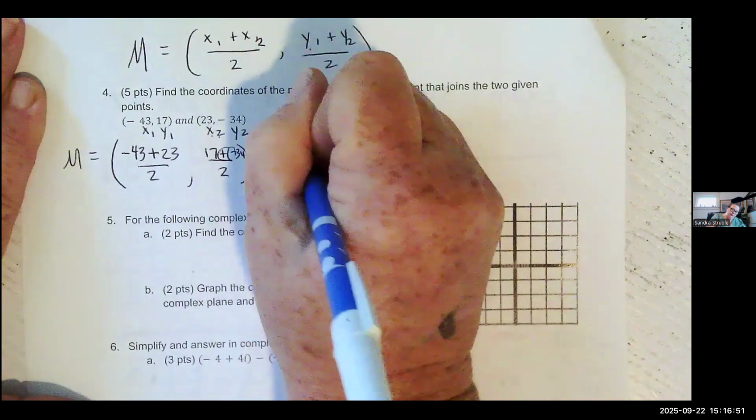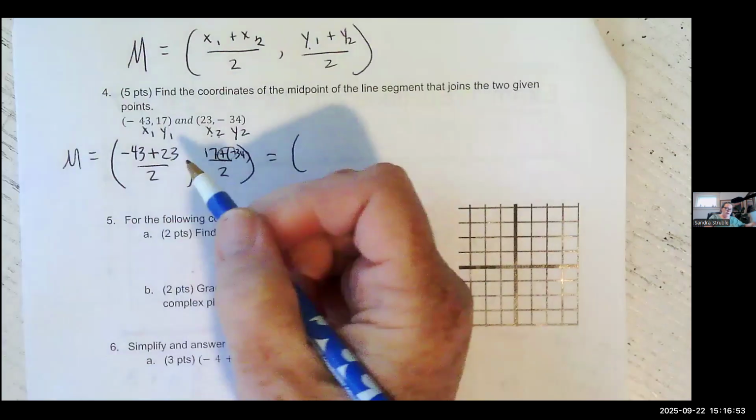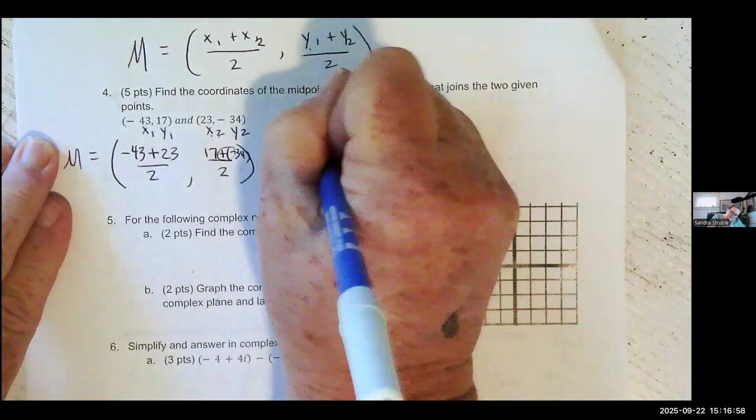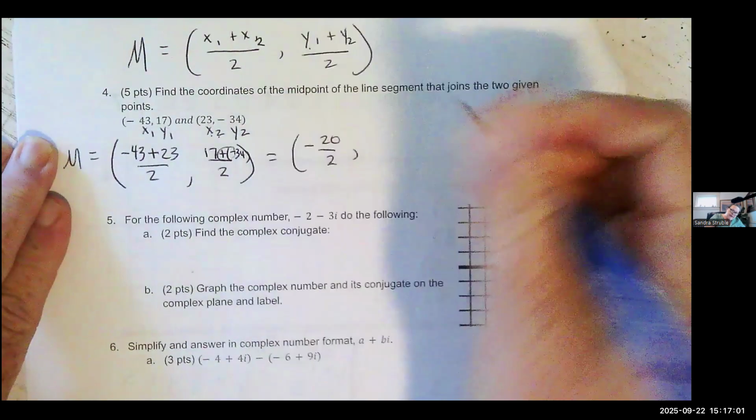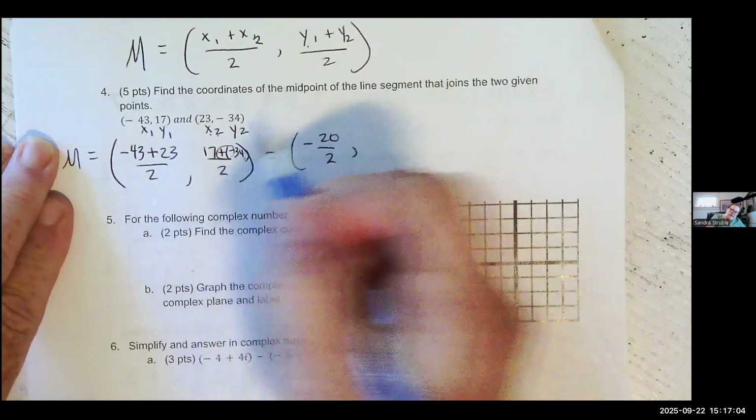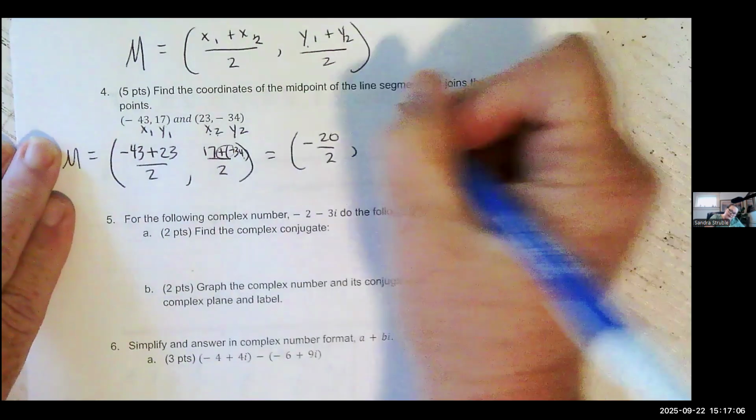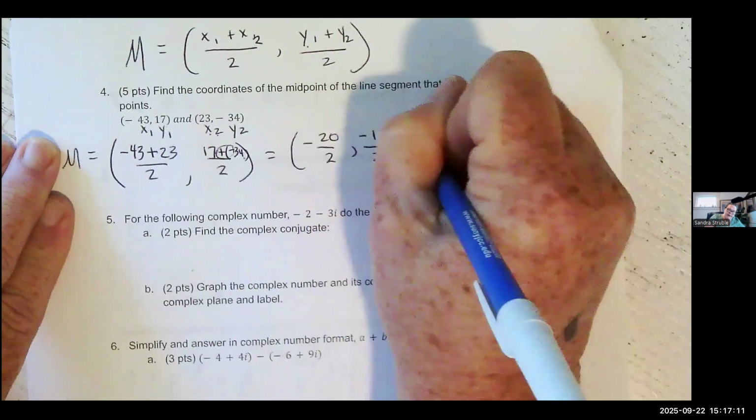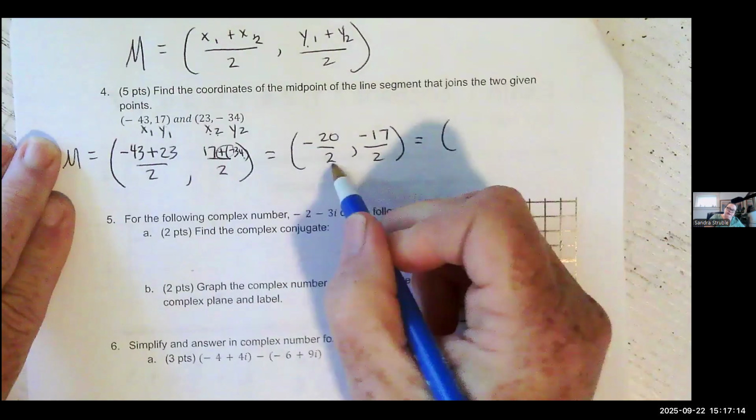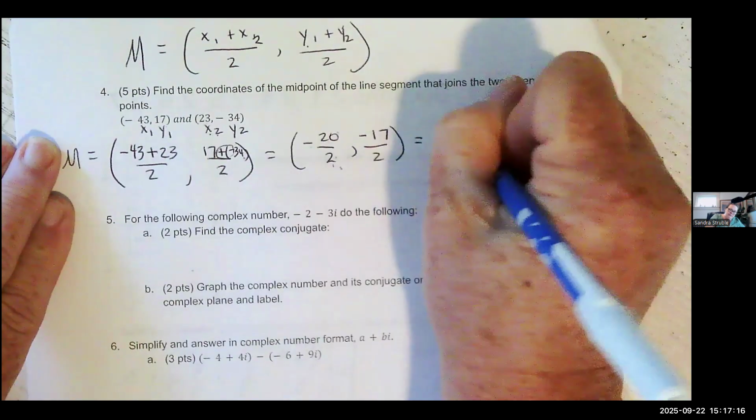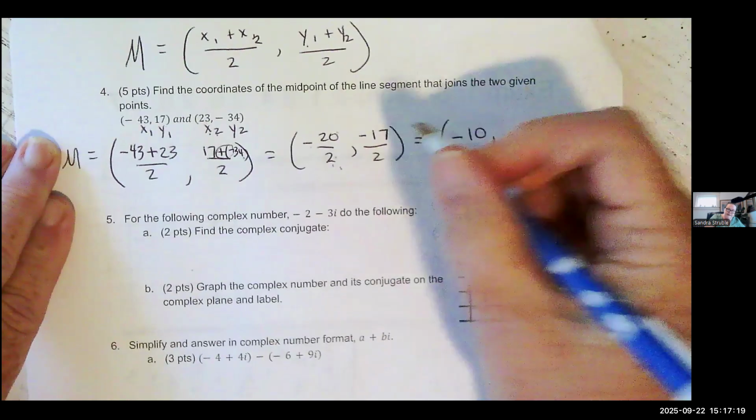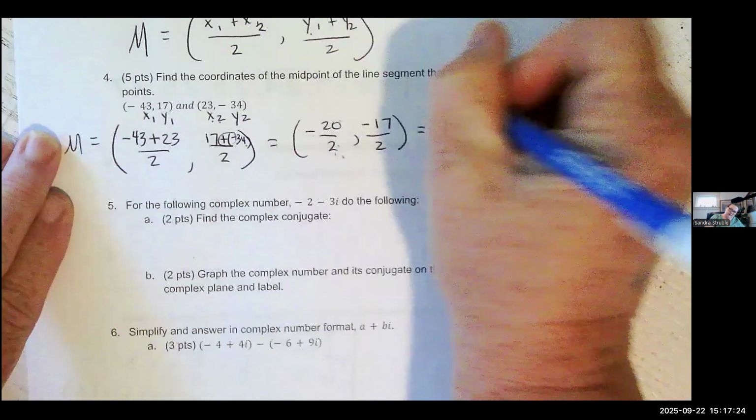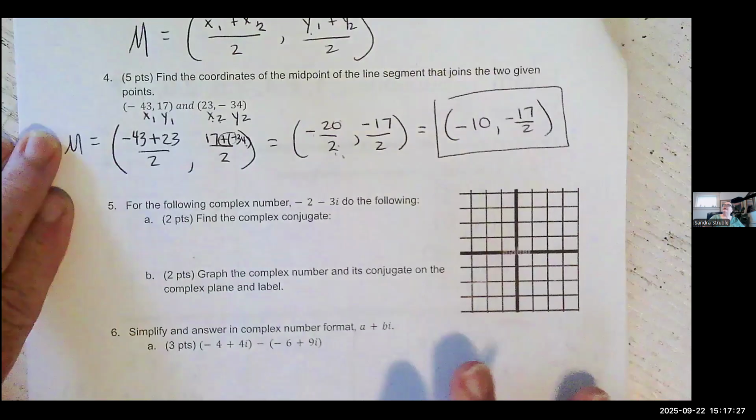So this is equal to negative 43 plus 23 is negative 20 over 2, comma, 17 minus 34. When the signs are different, you subtract and take the sign of the larger number. And then for the final answer, please reduce. Negative 20 divided by 2 is negative 10. And then negative 17 halves. Many of you answered with mixed numbers. I didn't understand that, but that's it.